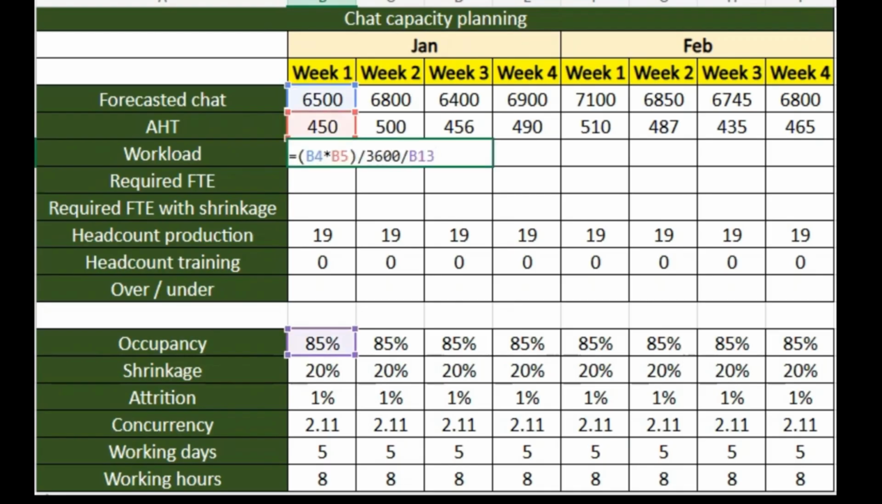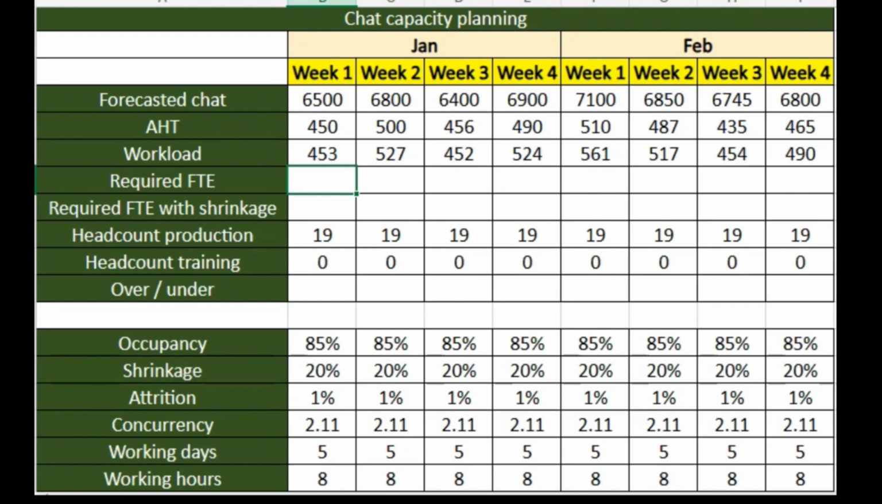Since the concurrency is also given, we have to divide that workload by concurrency, which is 2.11. So after the calculation with the help of occupancy, concurrency, forecasted chat and AHT, the workload is 453. I simply drag it down, and all other numbers come up for January and February also.